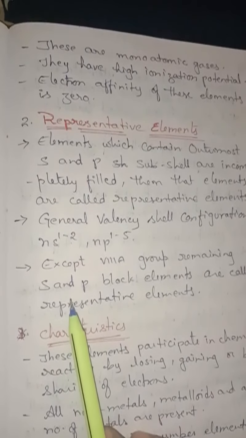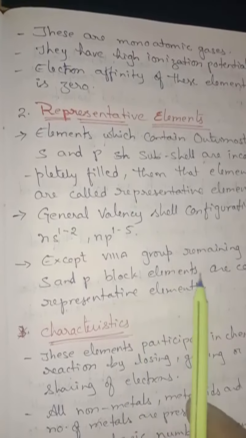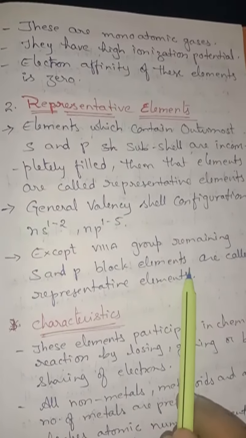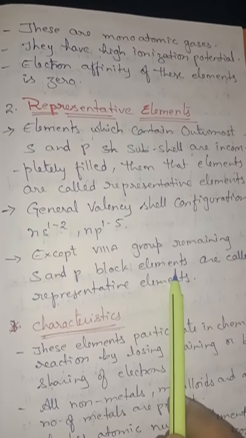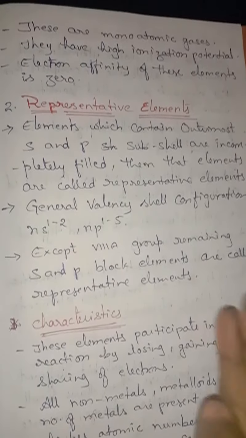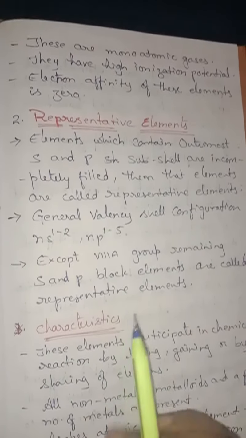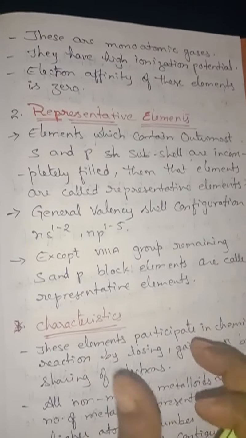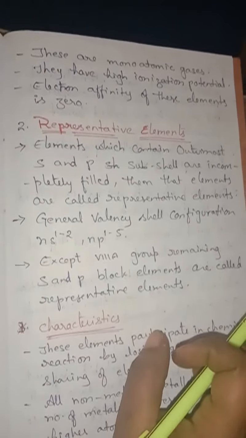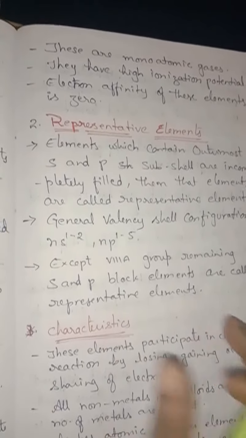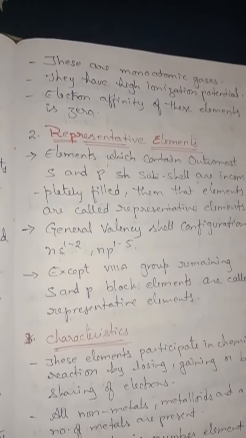In 1A example, I am taking sodium. Sodium atomic number is 11. What is its electronic configuration, children? 1s2, 2s2, 2p6, 3s1. So 1 electron is more for sodium, isn't it? If it loses 1 electron, the inner subshells are completely filled. That is 2s2, 2p6. So 2s2, 2p6 means it is a near inert gas configuration, isn't it? Near neon inert gas configuration. That means then the sodium attains stability.